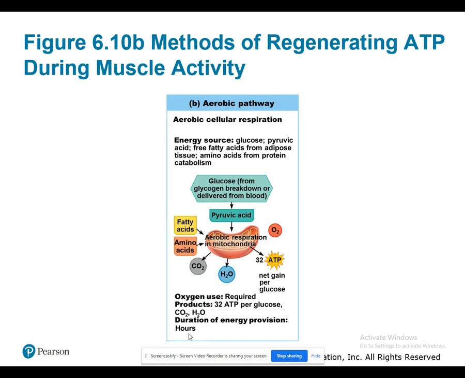Over here, here's the aerobic pathway or aerobic cellular respiration that you guys learned in junior high. The energy source, you can use glucose, which is what you've learned in biology, but you could also use any kind of nutrient that gives you energy, like fats, proteins. They put amino acids in here. Again, it goes into the mitochondria, makes CO2 and water, can make 32 ATP, and it needs oxygen to happen. Before I move on to the next slide, the duration of energy provision says hours. So it gives you hours of energy.